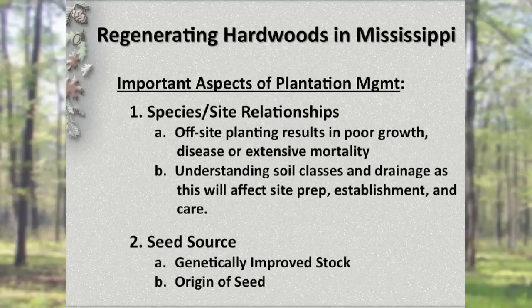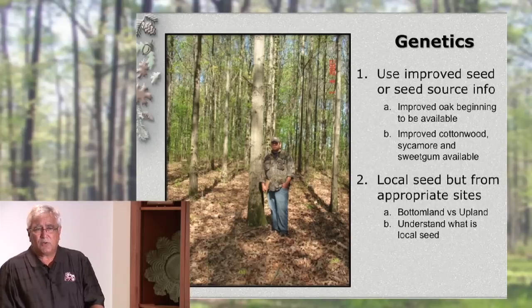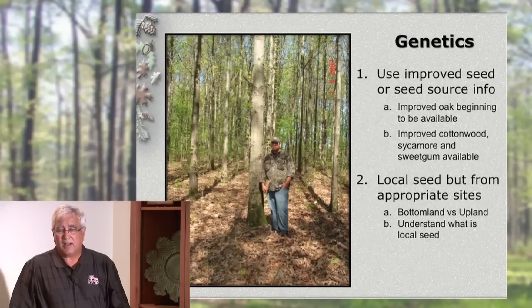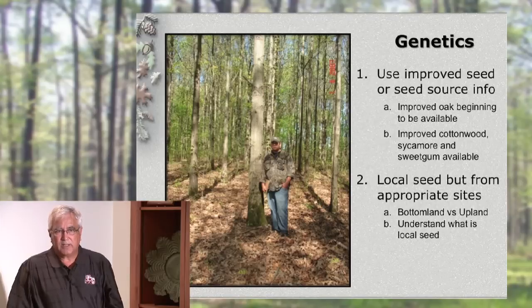We also have to be quite aware of where these seedlings are coming from, the seed source. Are they genetically improved stock? What is the origin of this particular seed? In genetics for hardwoods, we'd like to use improved seed or seed sources at the very least. However, we realize that genetically improved oak is really only becoming available today. There are some species like cottonwood, sycamore, sweet gum that have improved seed sources or improved seed in the seedlings. We should actually utilize this material if we're planting that type of species.